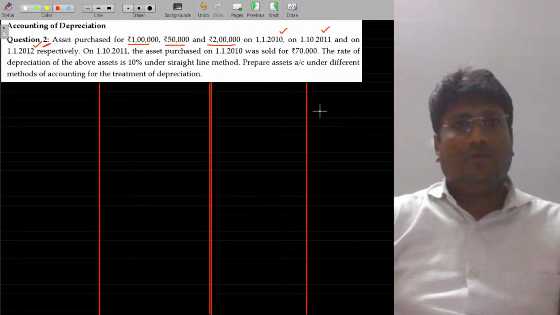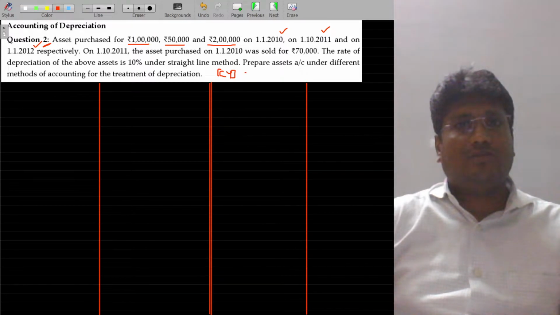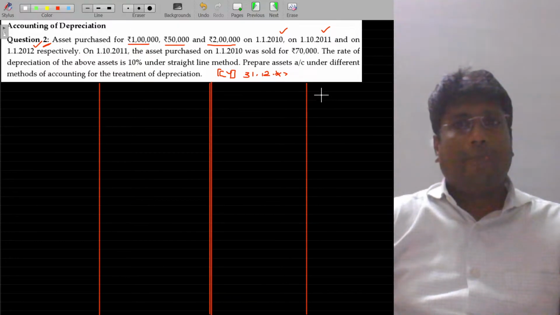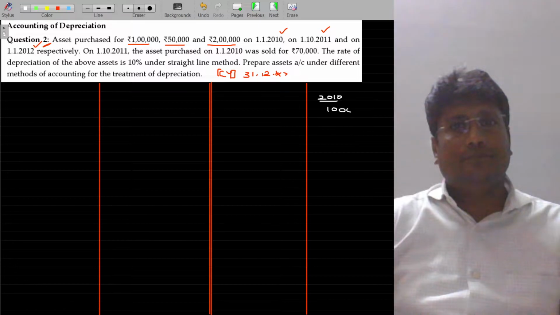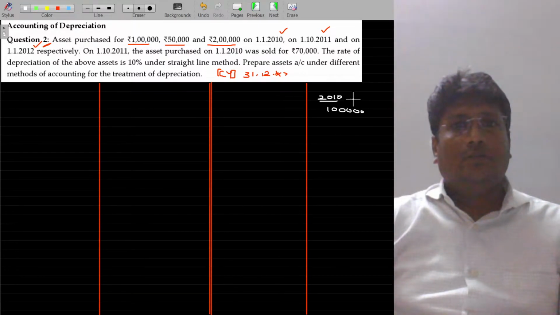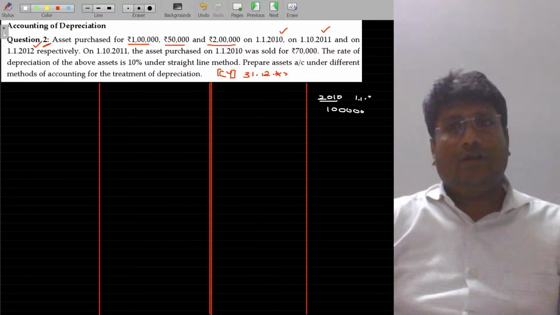So for example, this will be assumed to be the calendar year, ending on 31st December every year. That's how we can assume. For the year 2010, there is a purchase of an asset for rupees 1 lakh, that too on 1st January 2010.